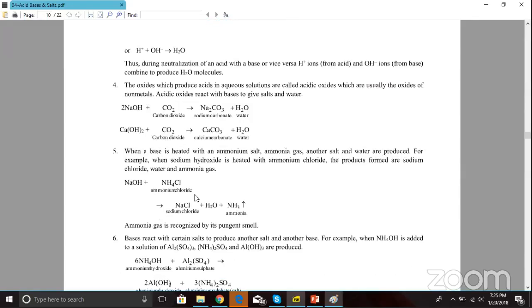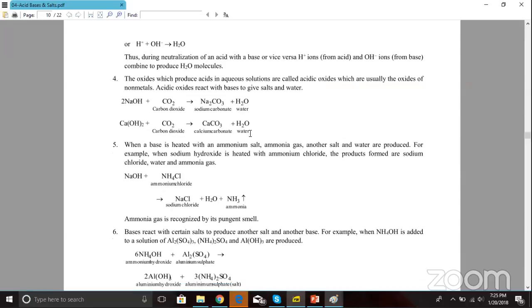Then next are the oxides. Oxides which produce acids in aqueous solutions are called the acidic oxides, which are usually the oxides of the non-metals. We can take the acidic oxide CO2. When it reacts with the base NaOH, it produces Na2CO3 plus water. Then calcium hydroxide, a base, reacts with CO2, the acid, and it forms calcium carbonate plus water.